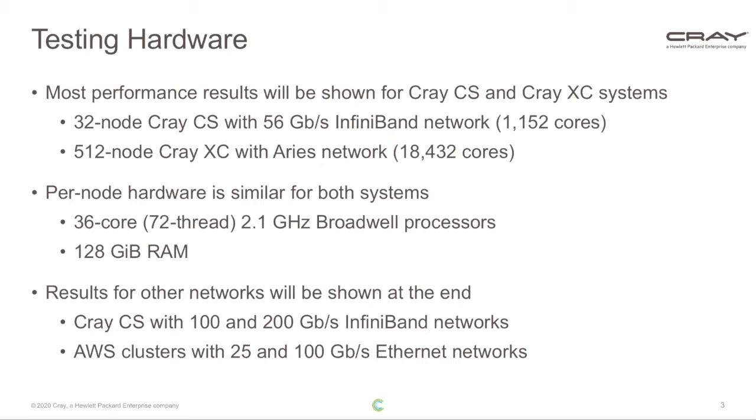So we can do pretty apples to apples comparisons. And those are the two main systems we're going to look at. We're also at the end going to show results for other networks to look more at performance portability. And that's going to be on Cray CSs with modern InfiniBand, 100 and 200 gigabit per second.